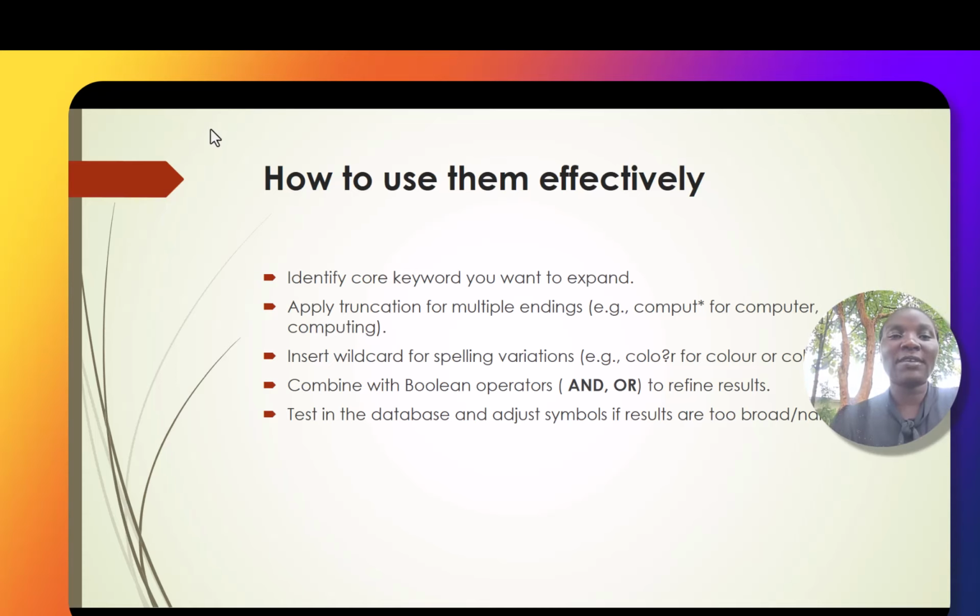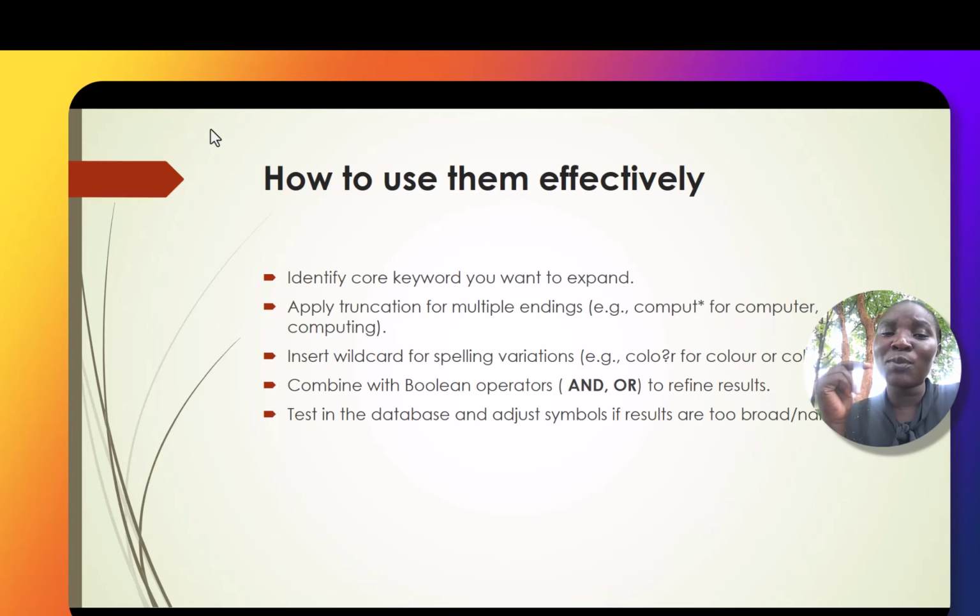So how do we use them effectively? We identify the core keyword you want to expand. Maybe you want to look for the word educational; you can identify the keyword as educate. Apply truncation for multiple endings. For example, comput with a star at the end for computer or computing. So it will bring for you those words.